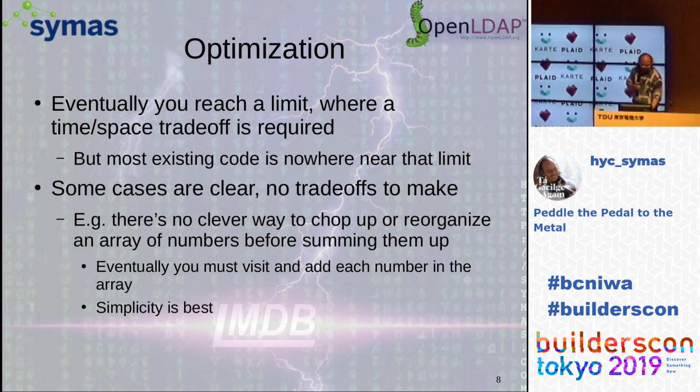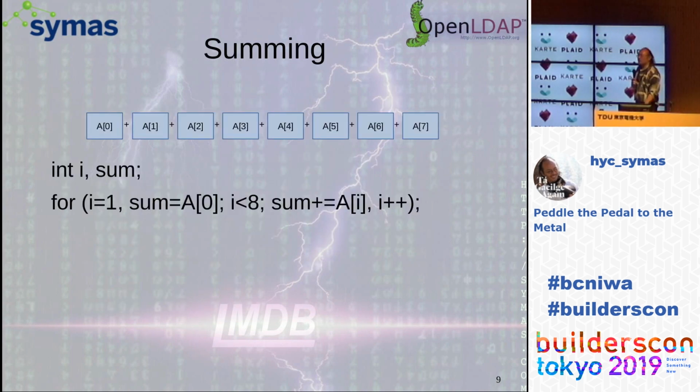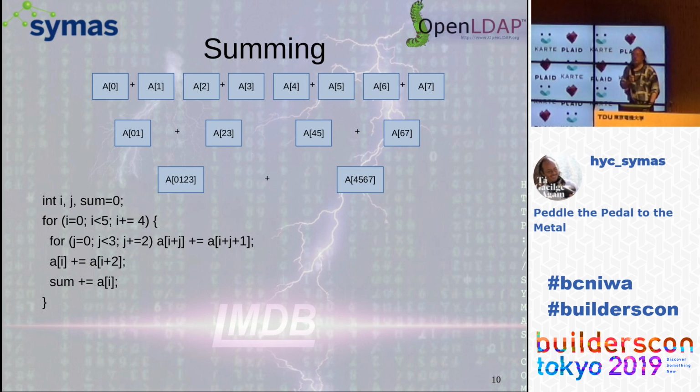For example, if you want to add up the numbers in an array, the most straightforward loop, a simple for loop, is going to be the most effective way. You can do more complex algorithms like divide and conquer or logarithmic division, but all you're going to do is make your code more complicated for getting the same result. So there are some times where you have to look and say the most straightforward approach is the best approach.